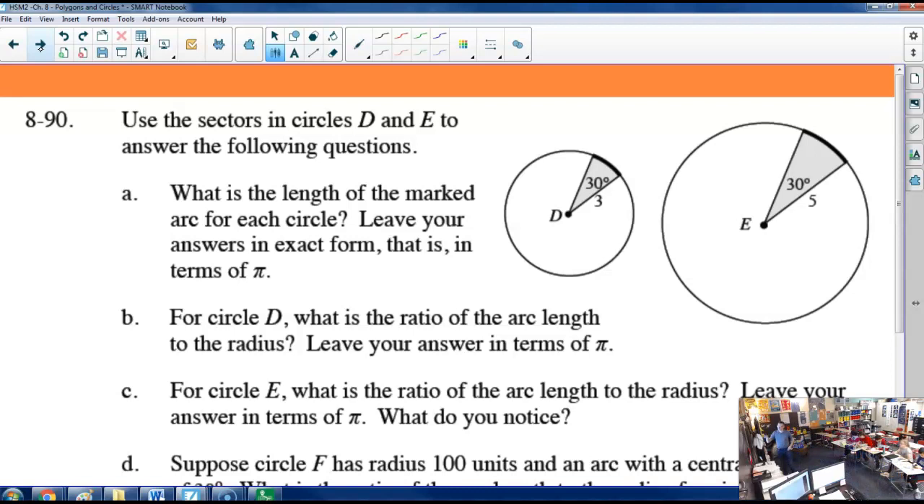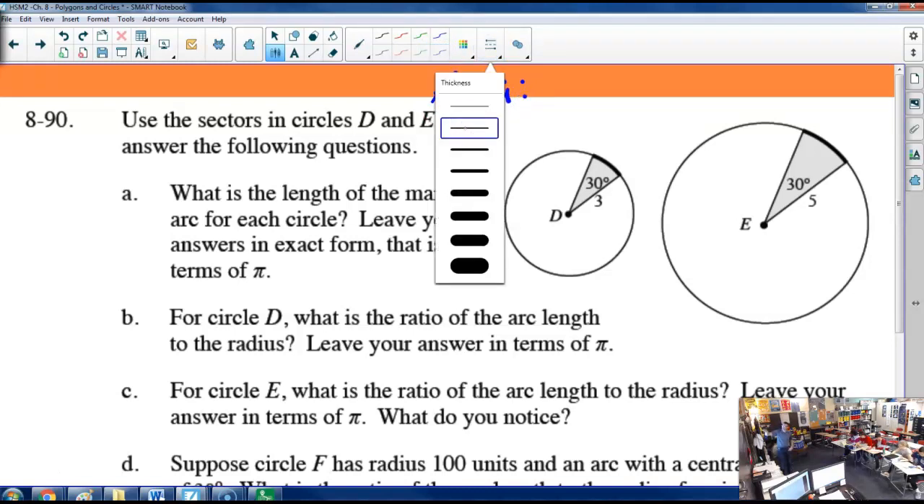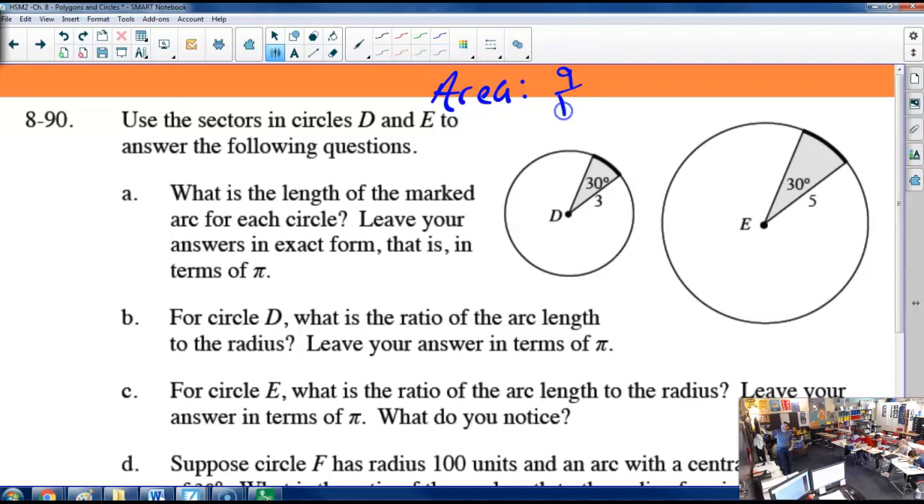So the whole circle, I'll do area in blue and then arc length in something else. The whole area would be 9 pi, but since it's a 12th of the circle, it's 9/12 pi, or really 3/4 pi, unit squared. So we didn't even double the radius. It's a scale factor of 1.6.